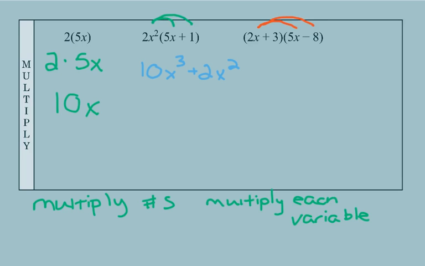Let's do that. 2x times 5x. We got 2 times 5, because I'm multiplying my numbers, is 10. Then multiply your variables. x times x is x squared. There are 2 of them. All right, now 2x times -8. 2 times -8 is -16. Variables, you have an x.